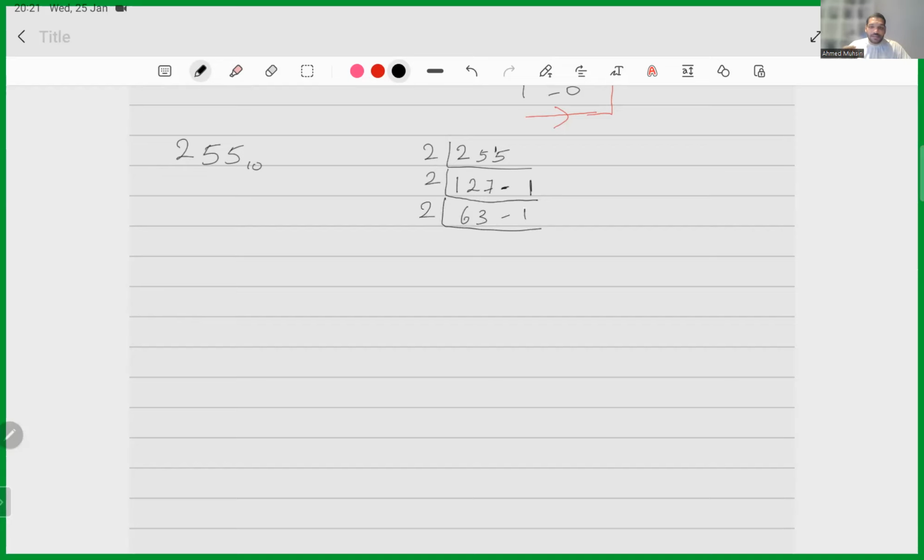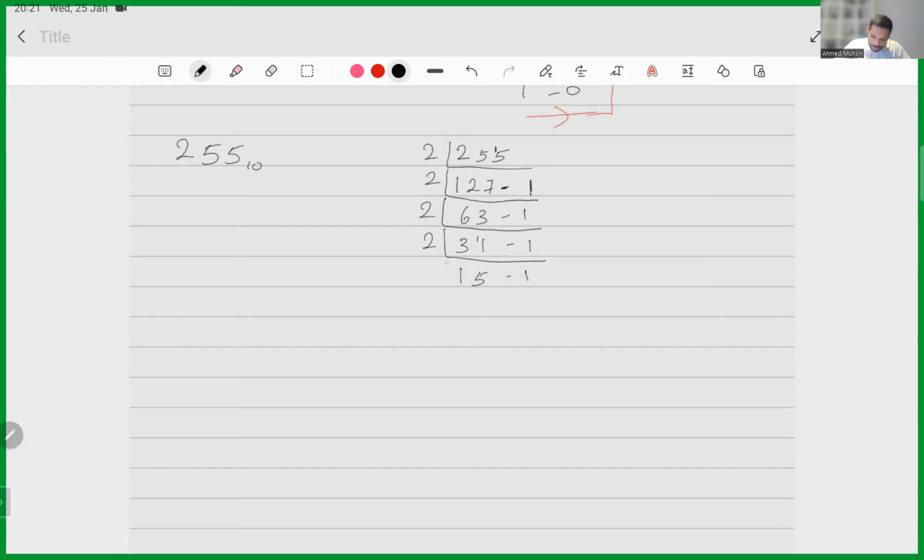So 63, let's take 6. In 6, how many 2's do we have? We have 3. In 3, how many 2's do we have? We have only 1, and we have a 1 remainder. Let's take 31. In 3, how many 2's do we have? We have only 1, and there is 1 remainder that comes over here. So this becomes 11. In 11, how many 2's do we have? We have 5, and then we have 1 remainder as well.